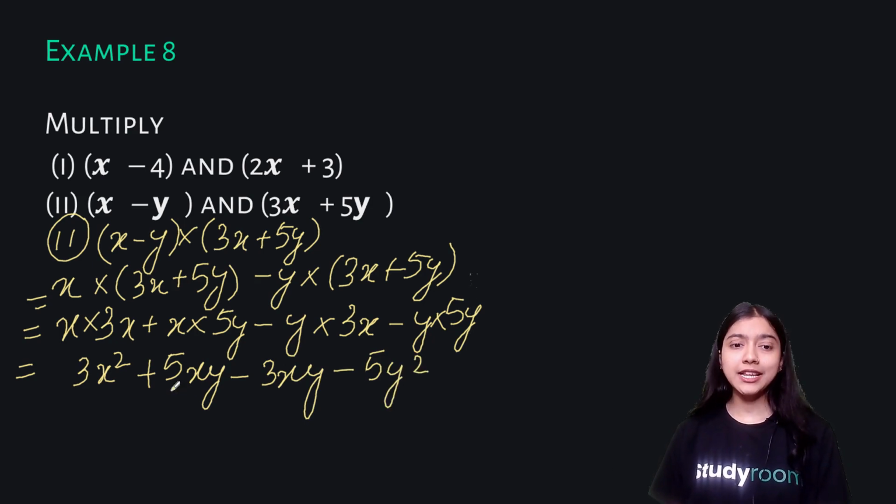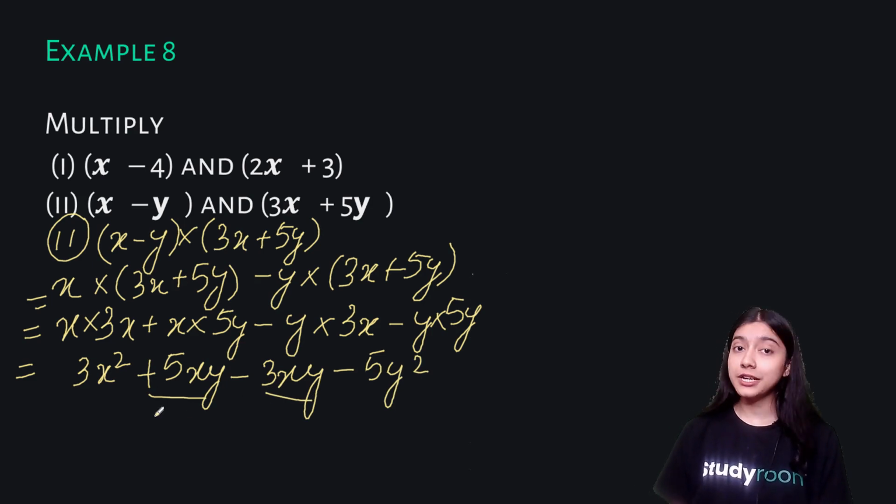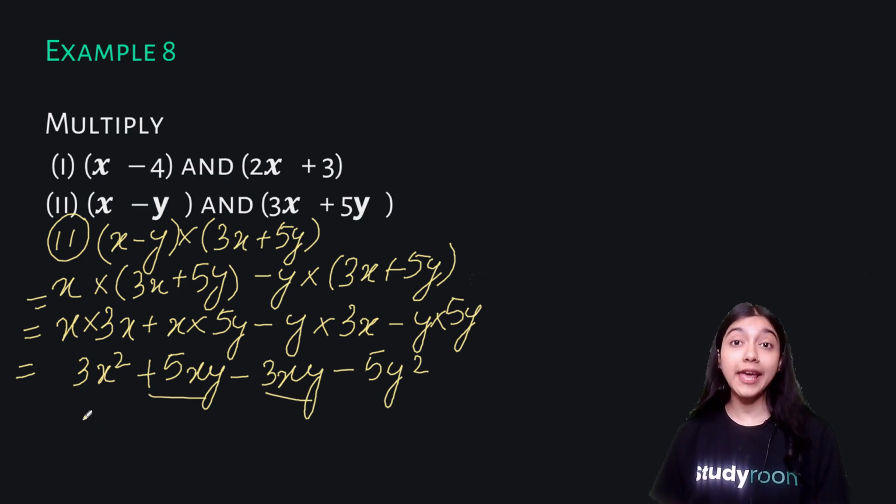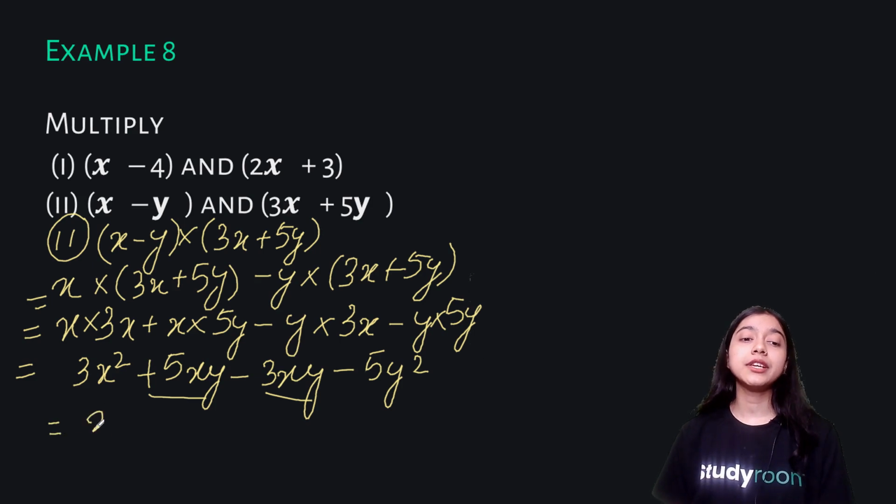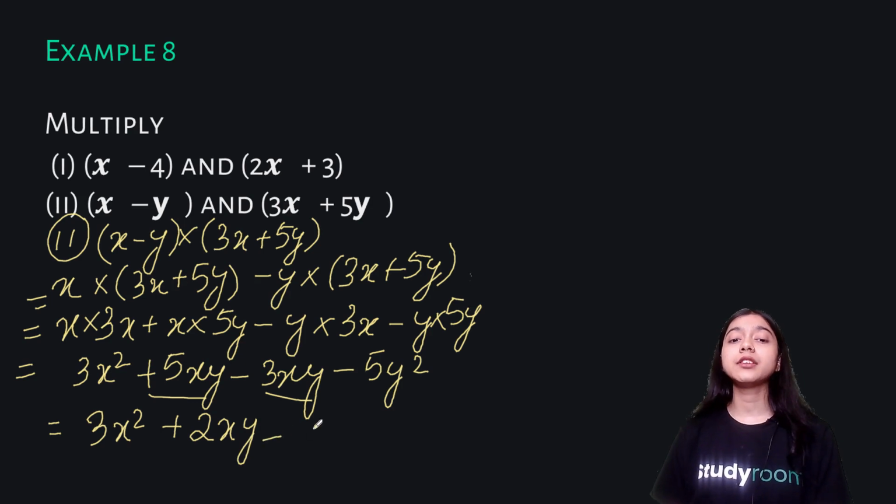So again we have a like term. We have plus 5xy and minus 3xy, which will give us plus 2xy. So here we have 3 times x squared, and calculating this, plus 5xy and minus 3xy gives us plus 2 times xy, and finally we have minus 5y squared. So this is our final answer.